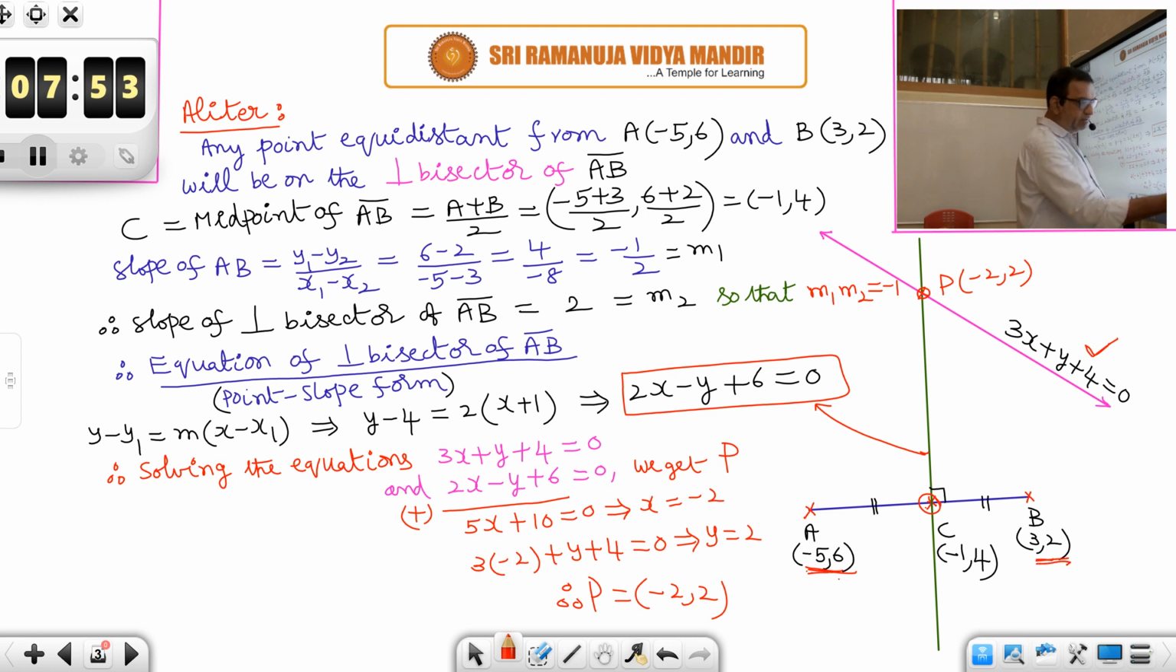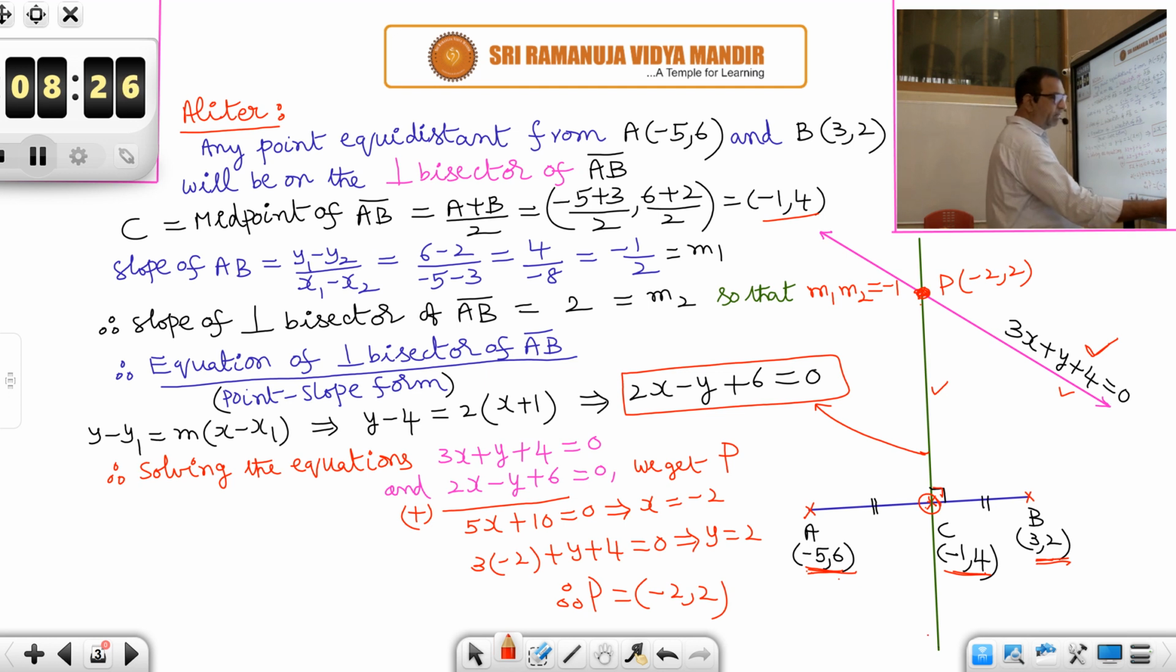Minus 5, 6 and 3, 2: A plus B by 2. So minus 5 plus 3 by 2 is minus 1. Y coordinate 6 plus 2 by 2, that is 8 by 2, 4. Passing through this, perpendicular to the line AB, we have to find the perpendicular bisector, that is the green line, and this pink line. These two lines, if you solve them, you will get the point of intersection, that is the required point. So this way you will proceed. So already midpoint I have found, minus 1 comma 4.